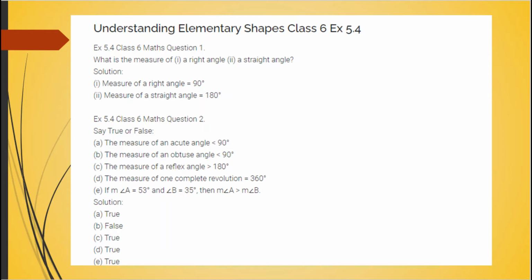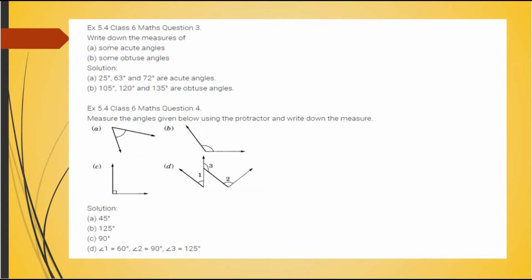That is also true. And if the measure of angle A is 53 and the measure of angle B is 35, then the measure of angle A is greater than the measure of angle B. This is also true from the given values. Moving to the next question, write down the measures of some acute angles like 25, 63 and 72 degrees, and some obtuse angles are 105, 120 and 135.